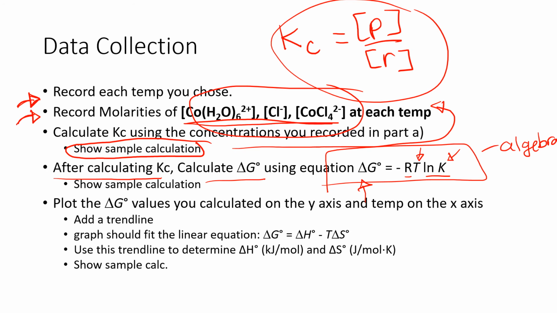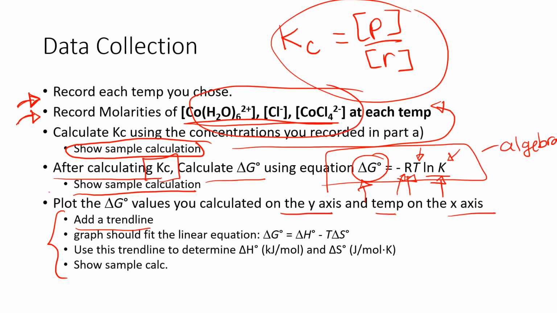But yeah, you'll use your K's, plug them in with your appropriate temperature and your R values. Don't forget this negative sign right here. And then you end up getting your delta G's. So pretty easy. And just show your sample calculation. And then you will plot these delta G's on the y-axis and your temperatures on the x-axis. You will right-click, add a trend line.